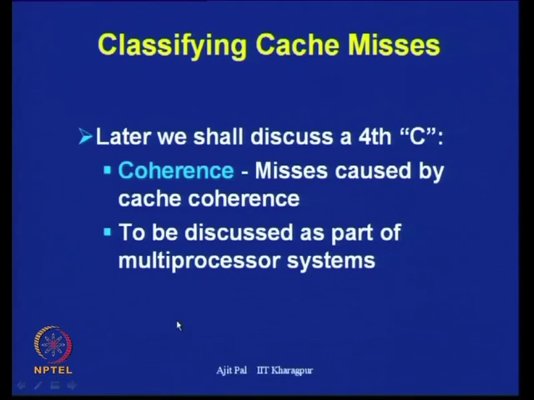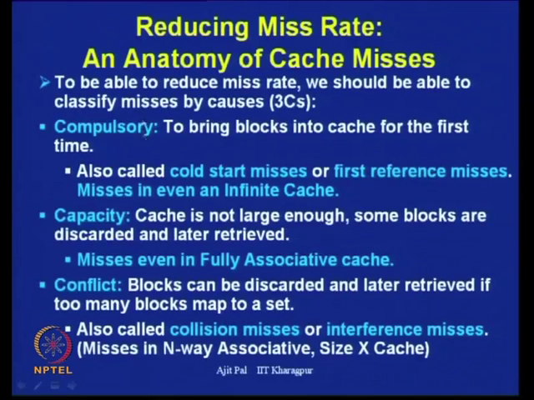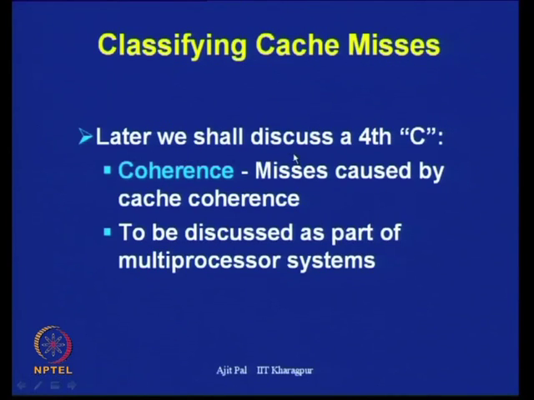Although I have broadly categorized the misses into three types, or the misses can occur because of three reasons, there is another reason which we may call the fourth C. We have considered three C's, and this is the fourth C. This is known as coherence misses. This is caused by cache coherence. Later on we shall be discussing multiprocessor based systems.